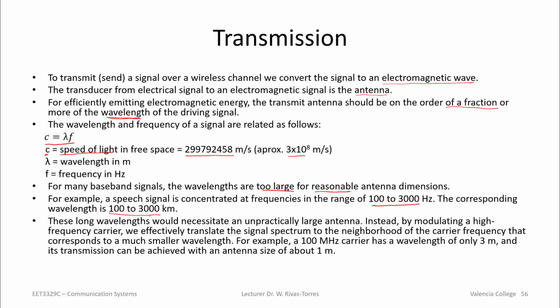So this is where modulation comes into play, because now the frequencies that we're talking about are frequencies in the region of the carrier. Let's say we have a carrier that is 100 megahertz. Now the wavelength is only 3 meters. 3 meters we can deal with. In fact, you can transmit 100 megahertz with an antenna that's about 1 meter, which is about 3 feet long.